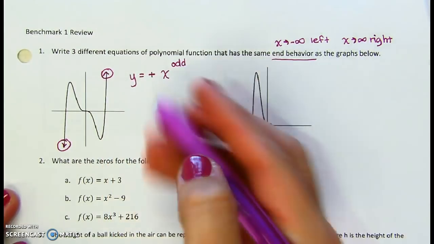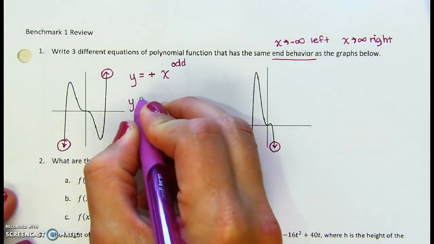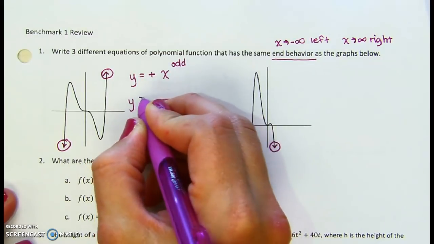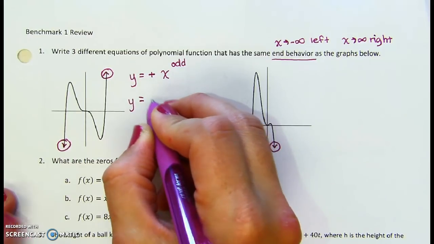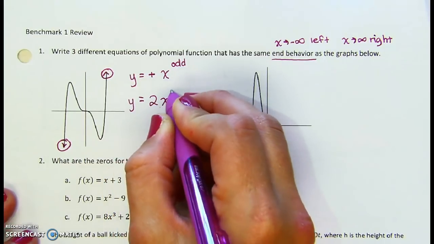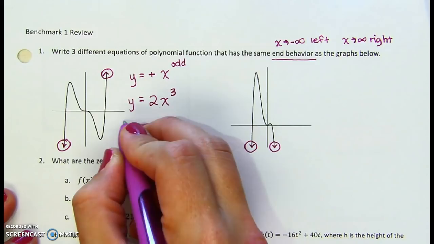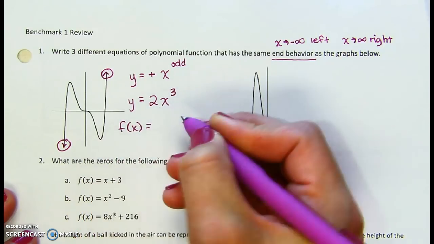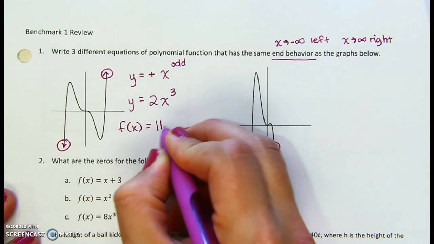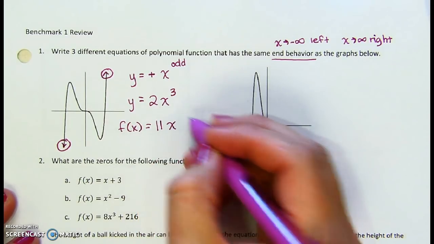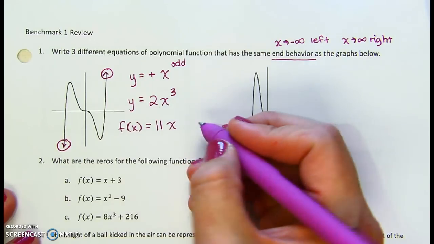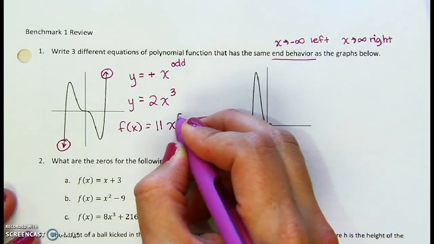So if we have to write three different equations, one example would be, and it says equations, but it could be a function. It could just say f of x. It could be, y equals 2x cubed, if you want. We could say f of x equals, pick a number, any number, 11x, but we need an odd number here for the power. So what's another odd number besides 3? An odd number would be 5.